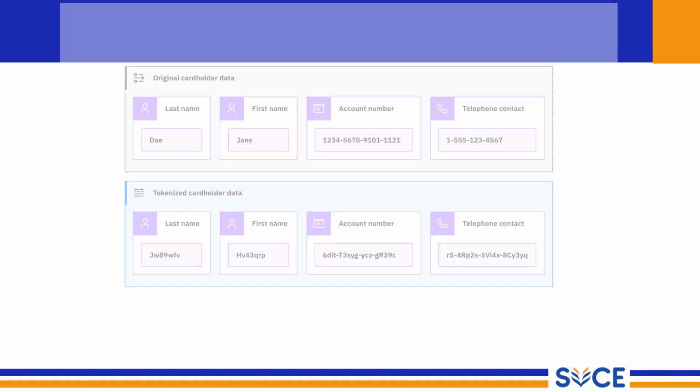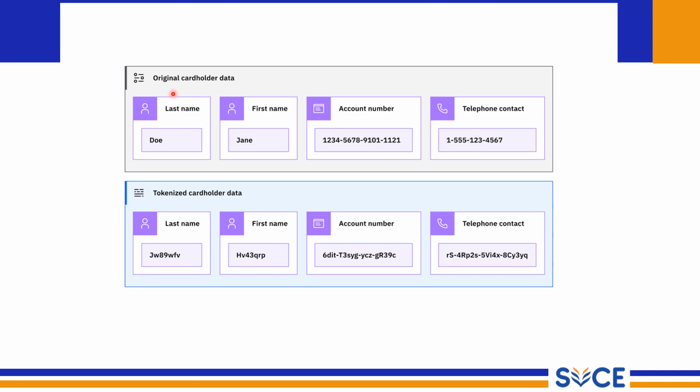There will be original cardholder data: the last name is Doe and the first name is Jane, with an account number and a telephone contact. With tokenized cardholder data, we are not able to see the original data. Here the last name will be something like a software-generated value, and the account number and telephone contact will also look like that. So no one can understand it. This is an example of how the original data is converted through the tokenization process.